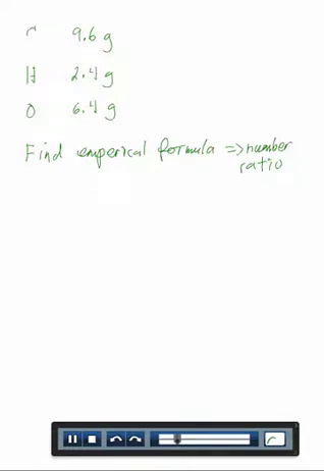So we're going to have to convert from a mass to a number ratio. And we do that by counting molecules. So we're going to go from grams to moles. We count molecules in units of moles. Just like you count eggs in dozens, we count molecules in moles. Find out how many moles of carbon, hydrogen, and oxygen are in our sample.